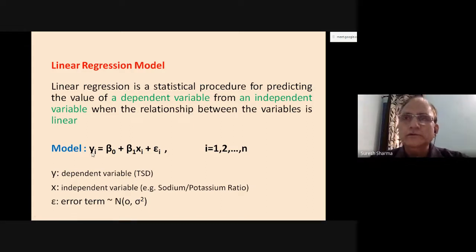So this is called estimation or prediction, right? Without a weighing machine, you will be able to get the value of the weight. So this is what we mean by regression. Regression is used for prediction.